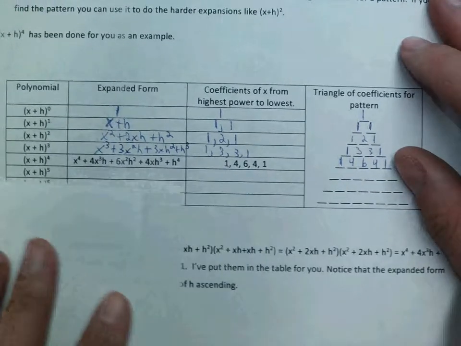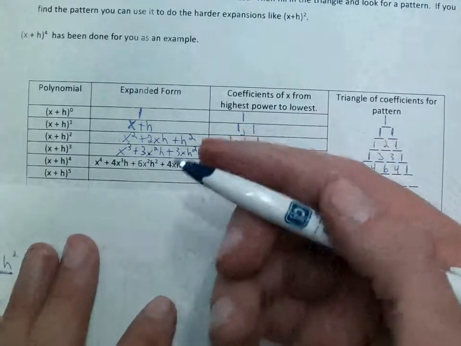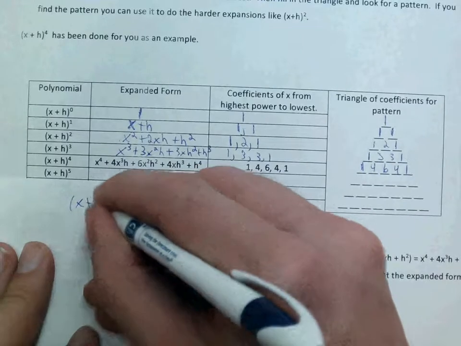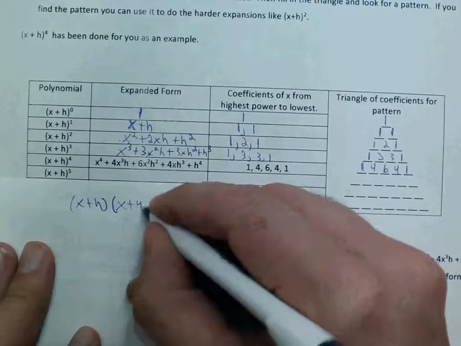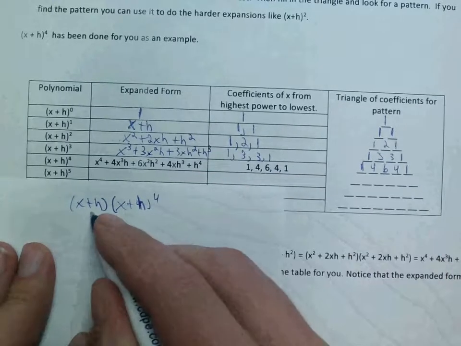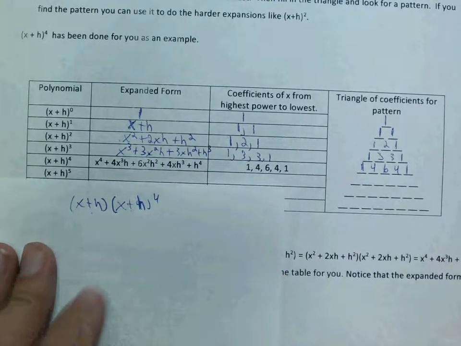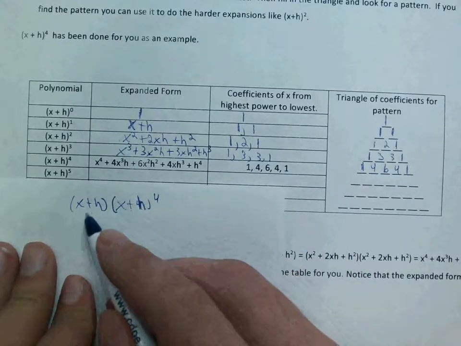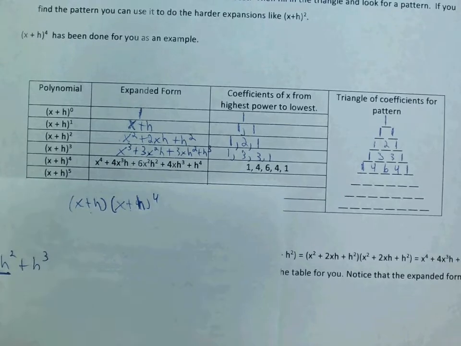You have a choice. You can do x plus h to the 5th by hand. And there's an easy way to do it. We have x plus h times x plus h to the 4th. If you do x plus h times x plus h to the 4th, that will give you x plus h to the 5th, and we already have x plus h to the 4th. So you can distribute the x plus h times what we already have here.